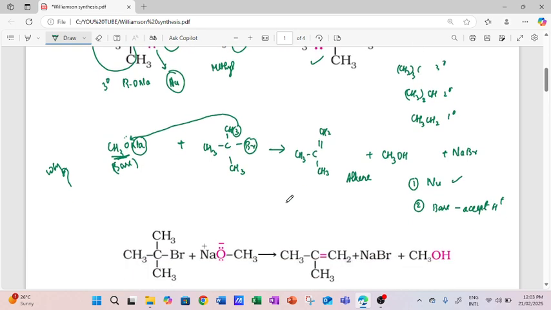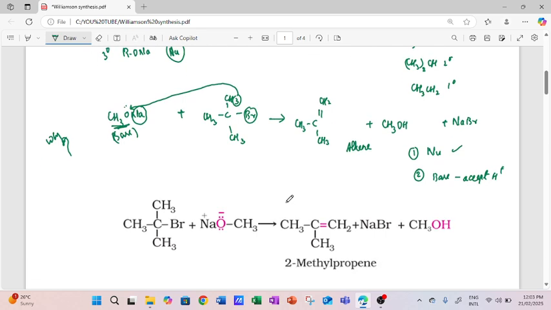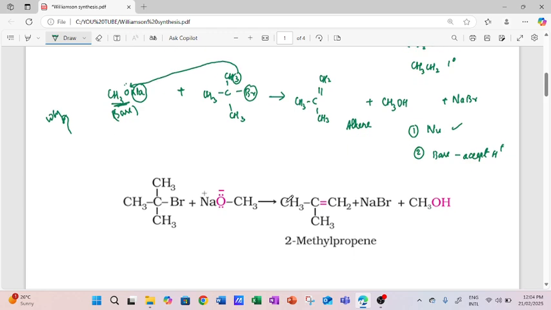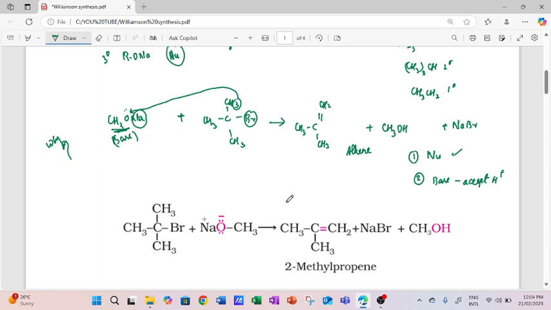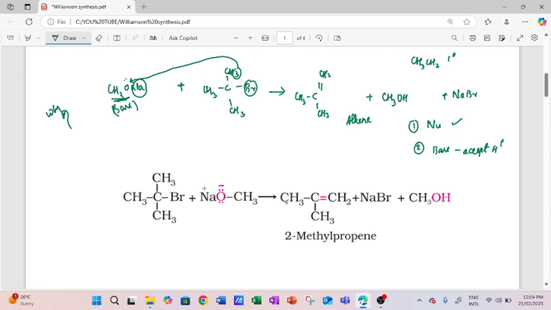Got it? So this is one of the reasoning questions normally asked in all the CBSE board exams. There is a chance of this kind of question coming. Why do we get an alkene if the alkyl halide of Williamson's synthesis is tertiary or secondary, instead of an ether? Because the alkyl halide combines with the sodium alkoxide, which acts as a nucleophile as well as a strong base. I have written the same reaction here once more. So I hope you understood.